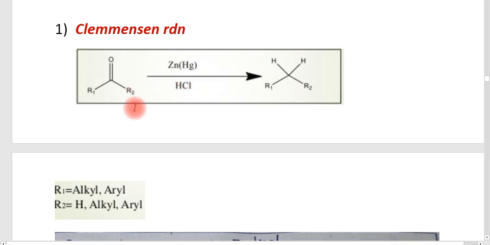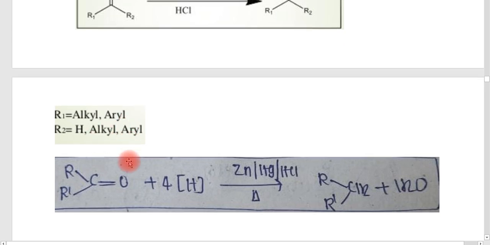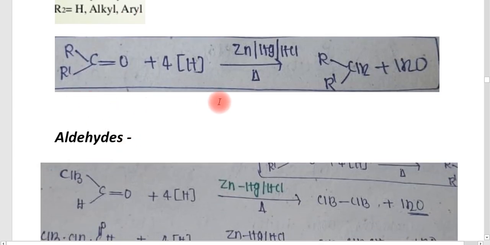Here you can see the reaction. R1 C double bond O R2 in the presence of zinc amalgam and HCl is converting into an alkane, that is R1CH2R2. Here R1 may be an alkyl group or aryl group and R2 may be hydrogen, alkyl or aryl group, whatever it may be. It is a general reaction showing the Clemmensen reduction. An aldehyde or ketone is converting into an RCH2 group.